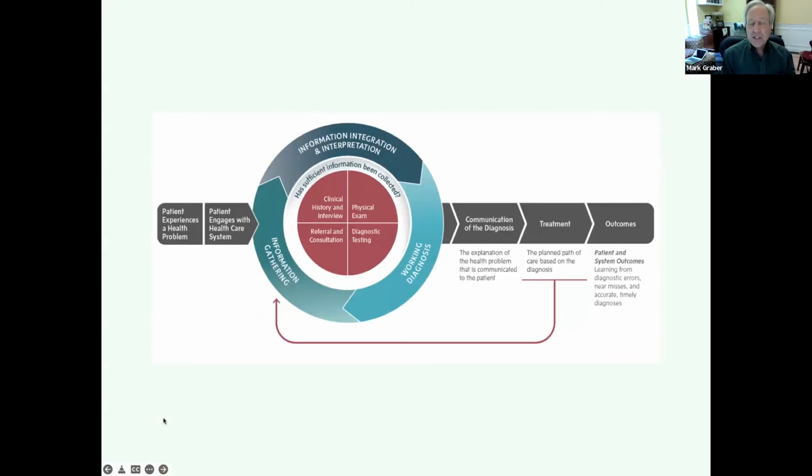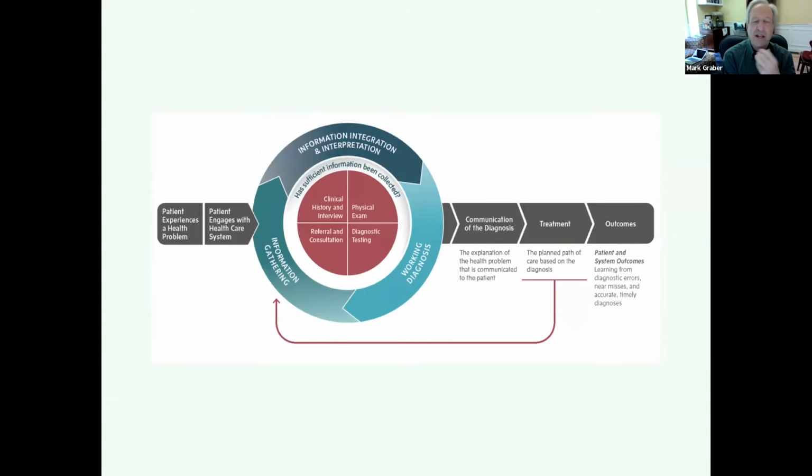One of the nice things in that report from the National Academy was their description of diagnosis as a process that plays out over space and time. And this has been very helpful from a research perspective because you can start to dissect things out and study the individual parts. So it starts off with a patient experiencing a problem like Rory, and then him engaging with the healthcare system. That was pretty good. That happened just the next day. And then the circle is where all the action takes place.